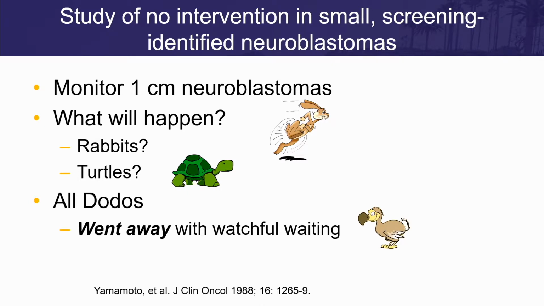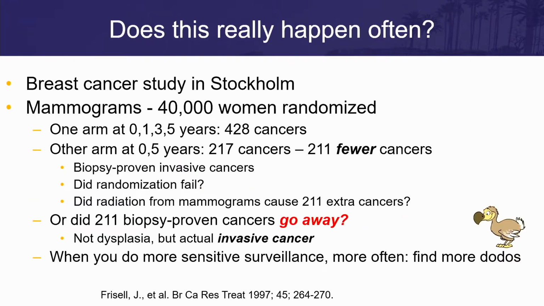And so it really shows that, yes, you can be more sensitive, yes, you can find more cancer, but many of them, especially pediatric cancers, will go away on their own. And many advanced dysplasias will go away on their own. And you might question, does this really happen that often?